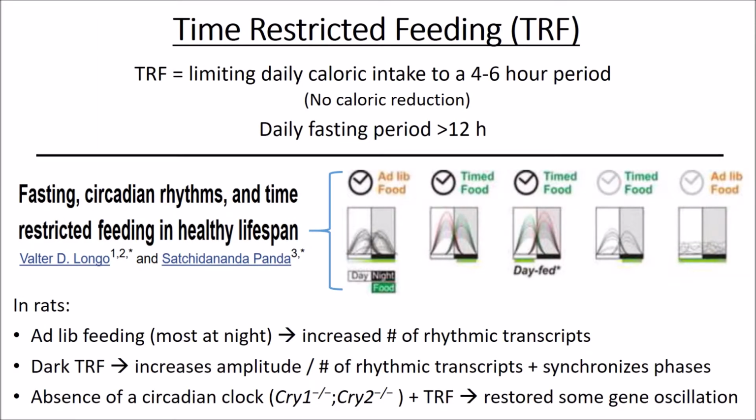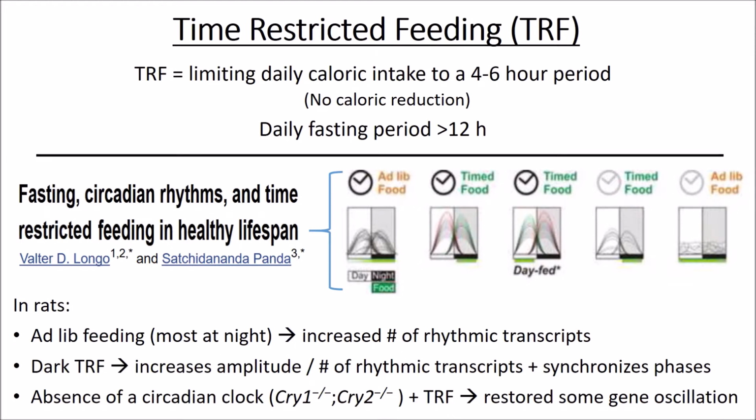Time restricted feeding is one way to kind of combat this. So that's when you eat in a 4 to 6 hour period and fast for the rest of the day. So that's over 12 hours at least. And what this does is actually allow you to get better oscillation of the genes, which you can see below in those kind of red and green mounds that are represented here. And those are in mice which are either fed in the day, at night, or completely randomly, and when they have light stimulation or not, based on different times of the day.